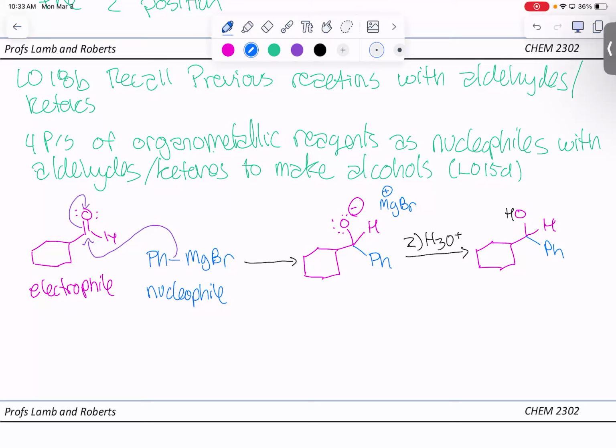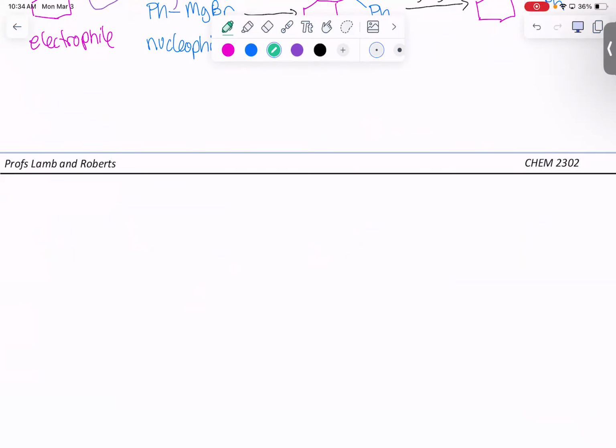All right, it doesn't have to be an organomagnesium reagent, it could be organolithium, it could be organosodium. It doesn't have to be an aldehyde, it could be a ketone, right? I'm just showing one example. All right, another thing that I saw a lot of on the chime-in question was formation of alcohols from ketones and aldehydes.